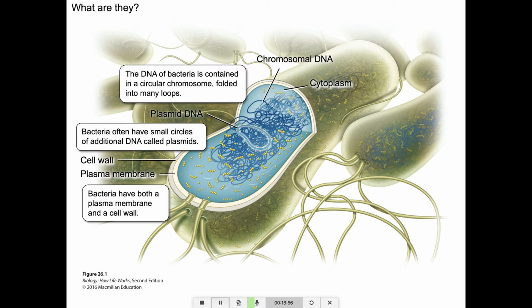You'll also find that many bacteria often have small circular additional pieces of DNA that are called plasmids or plasmid DNA. This little halo hula hoop of DNA that you're looking at right here is an example of a plasmid. This is different than the circular chromosome that we're talking about here. It's a smaller piece of DNA. And they also have these little ribosomes that are floating around helping to make proteins.